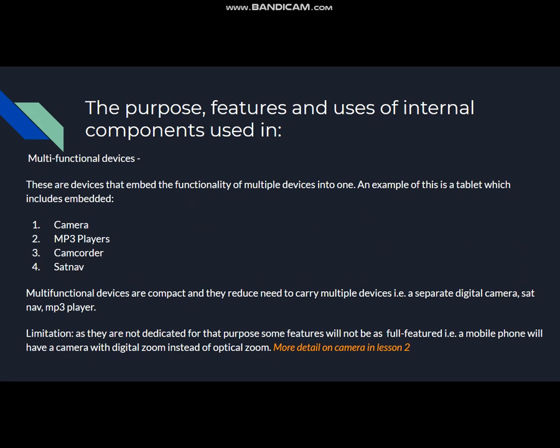So a multifunctional device, as we mentioned, could embed a camera, MP3 player, a camcorder, sat nav on your mobile device. Right, they are compact and easy to carry around, and the benefit of that is that we don't have to buy multiple different devices to do one thing, because they can all be in one. Limitation, as we already mentioned, is that they don't give as many features, and we'll talk a bit more about that in the next lesson.